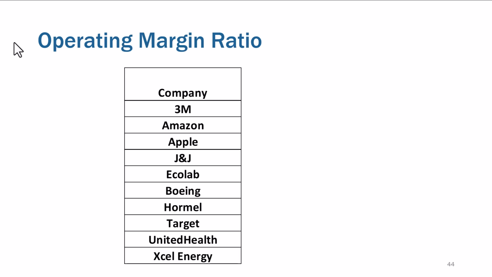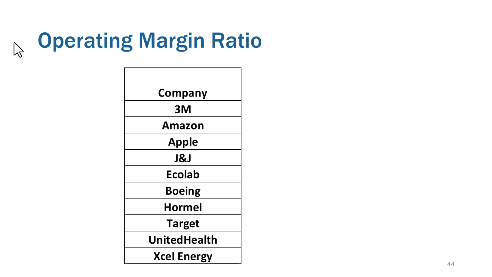Now, the operating margin ratio. Let's go ahead and take a look at this one. So again, gross margin just subtracts cost of goods sold from revenues. This one is also going to subtract selling, general, and administrative expenses. Basically everything except interest and taxes is what I usually think about it, and maybe one-time items.